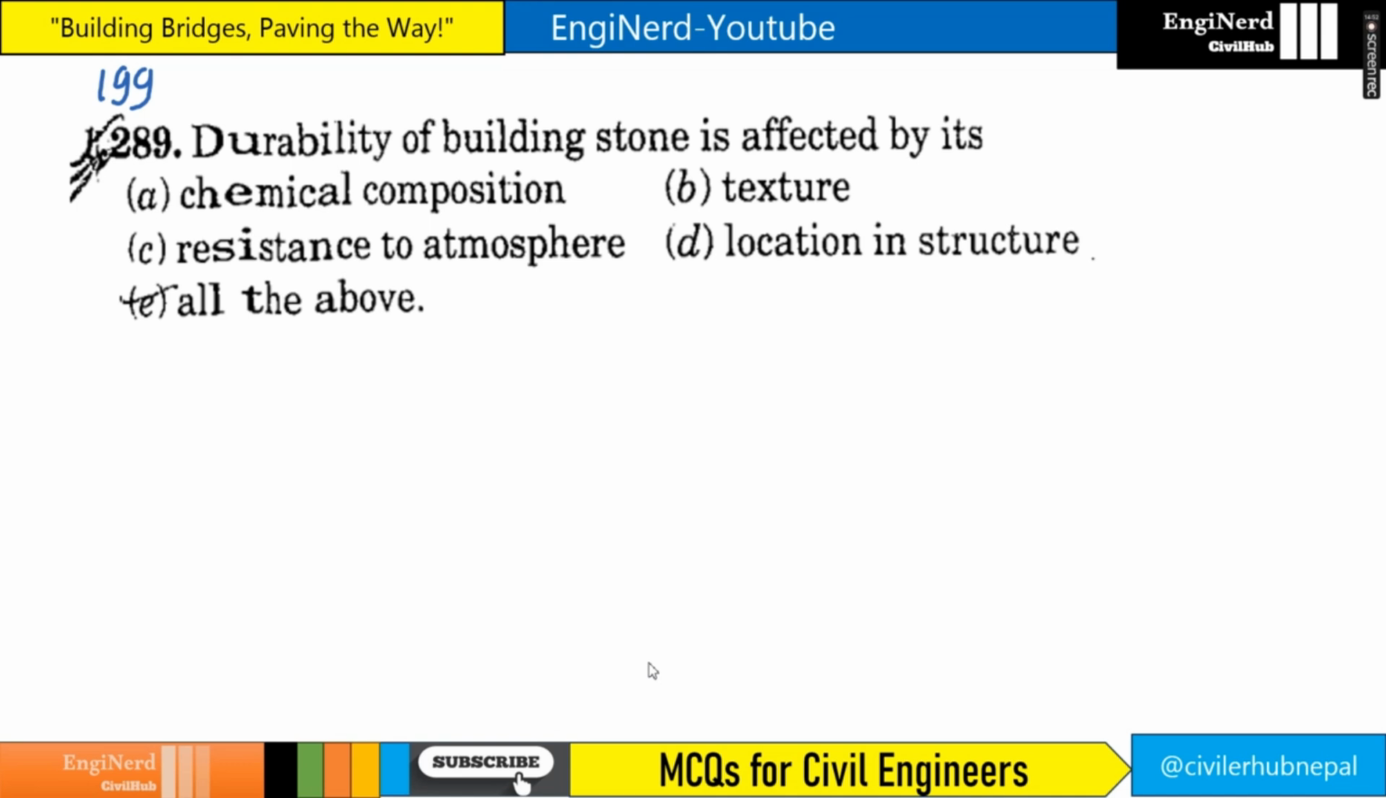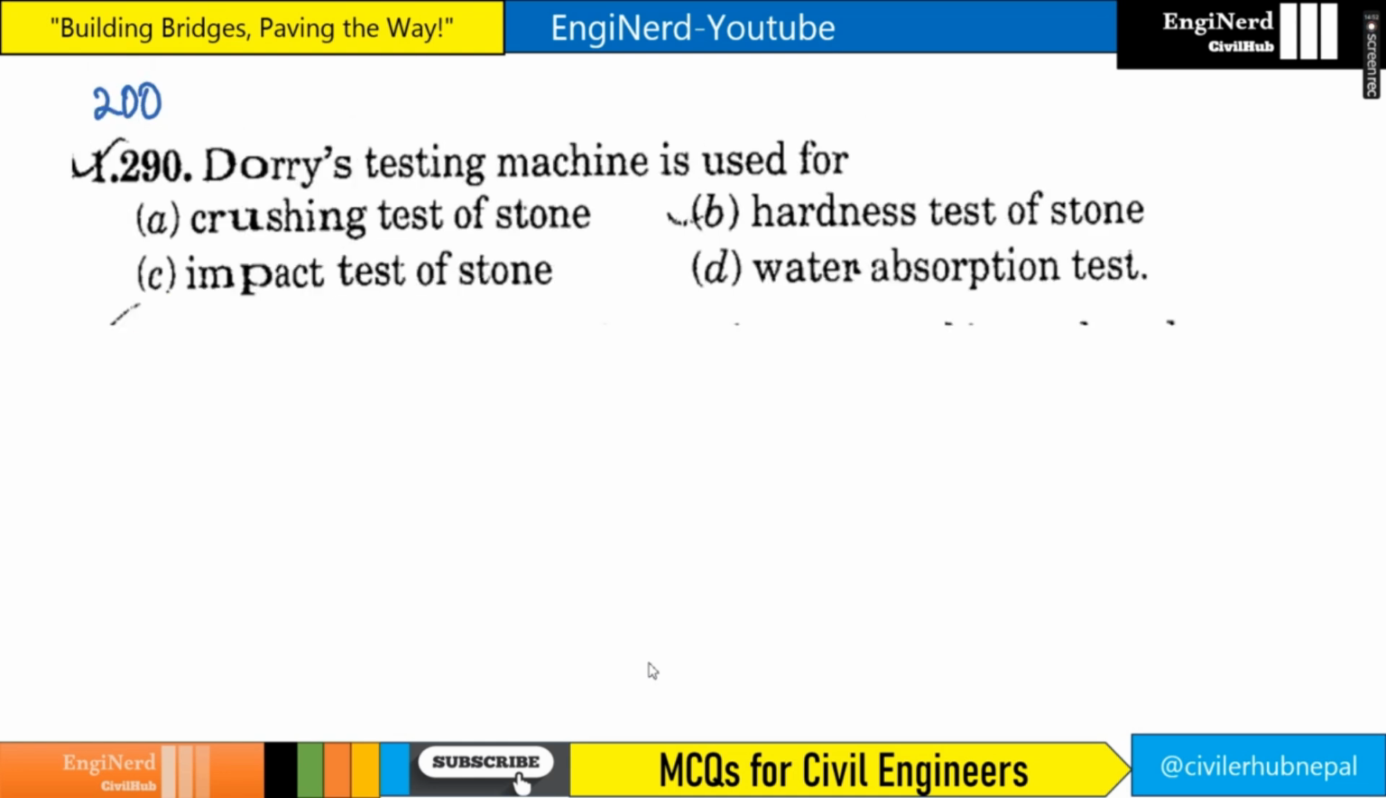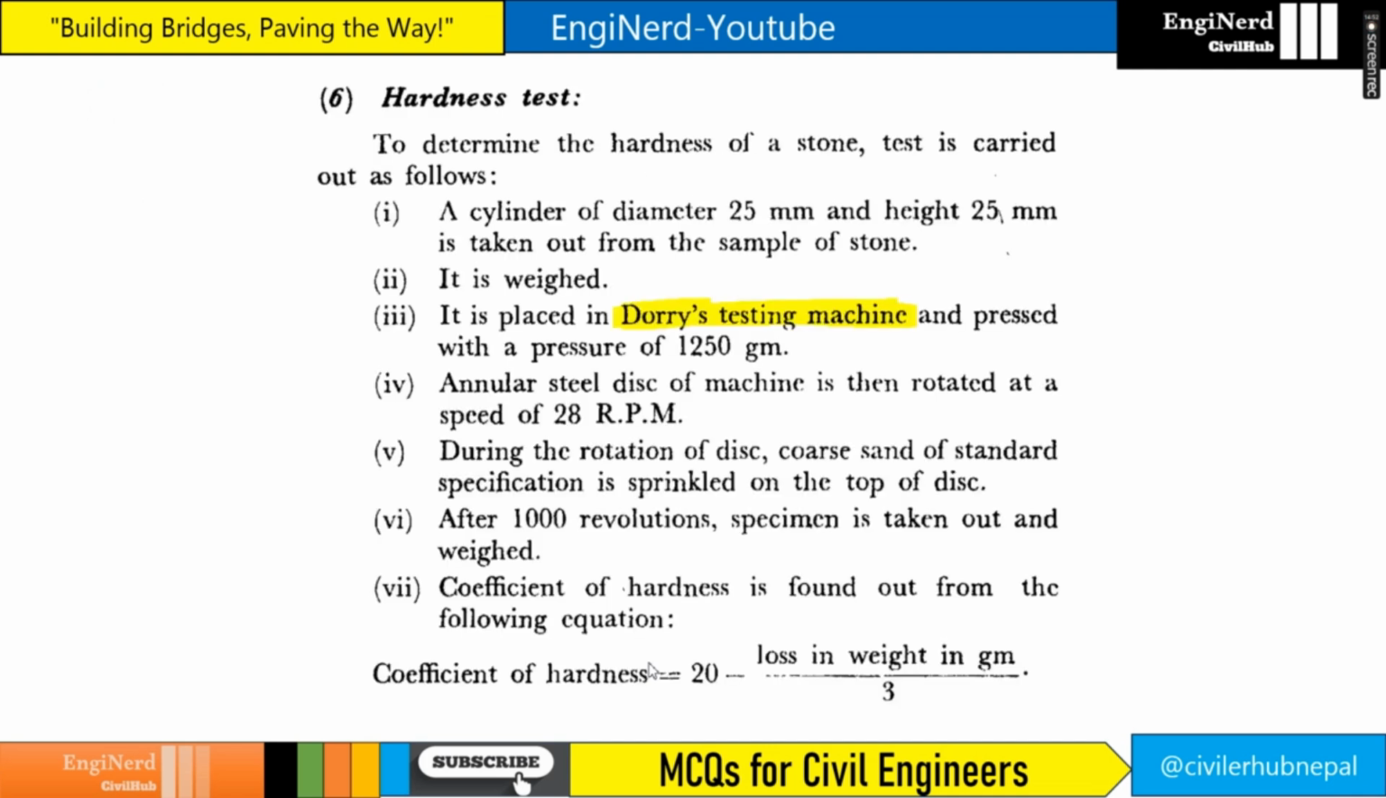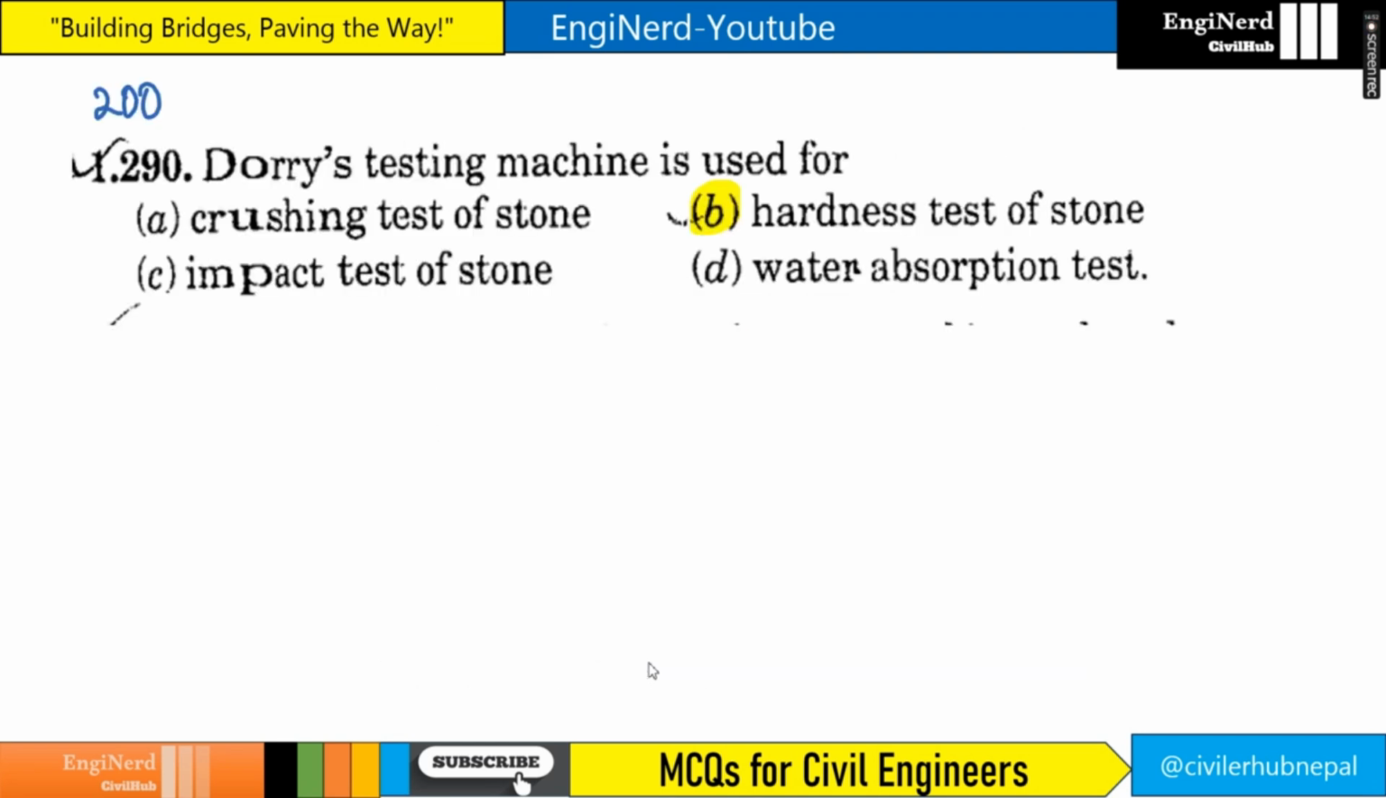Question number 199. Durability of building stone is affected by what? Everything: chemical composition, texture, resistance to atmosphere, location in structure. So everything affects durability of building stones. Dorry testing machine is used for what? Hardness test, right? Here in the hardness test, the specimen is placed in the Dorry testing machine, right?